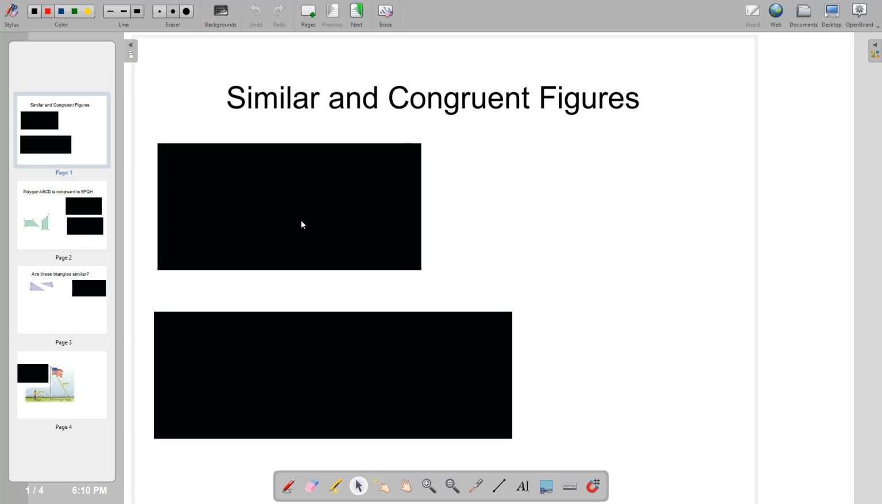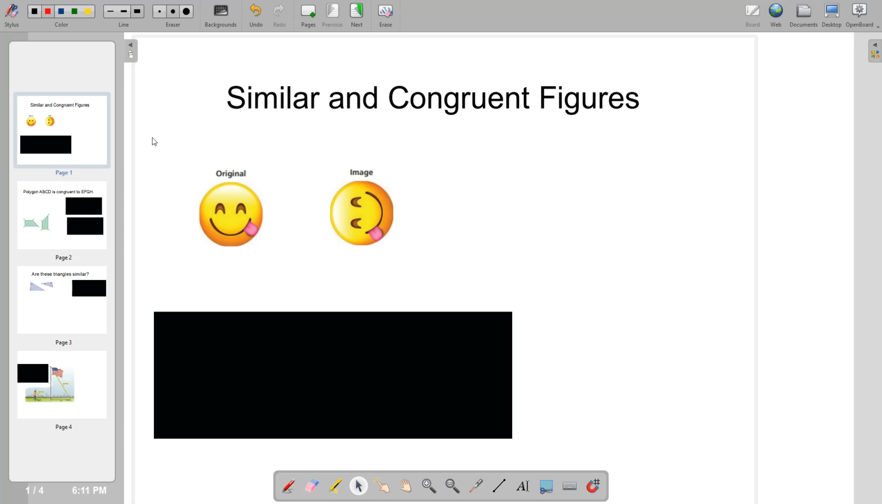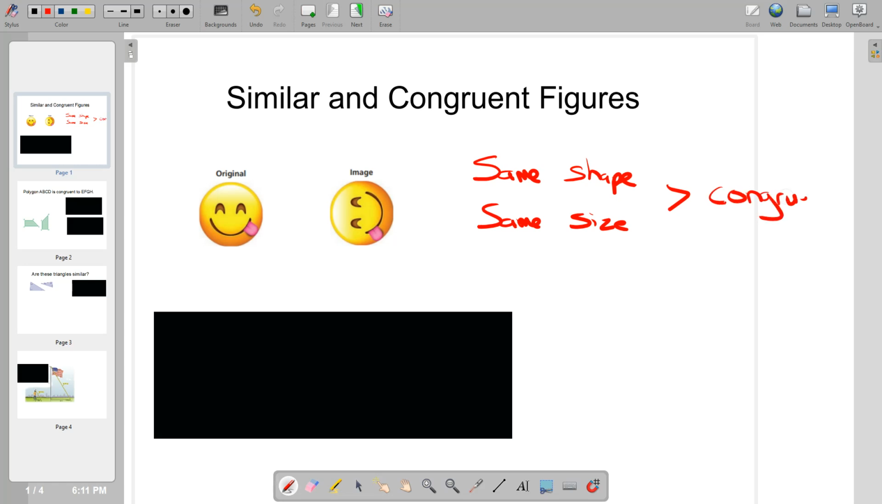activities on these assignments. So when we're looking at shapes that are similar and congruent, we are looking for things that are completely the same shape and the same size. So these two images are the same shape and the same size, but one is turned a little bit compared to the other. That does not matter at all, and so they are still congruent shapes.